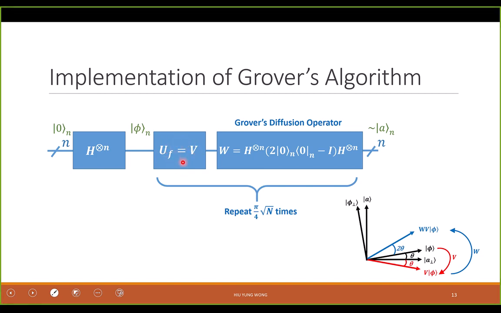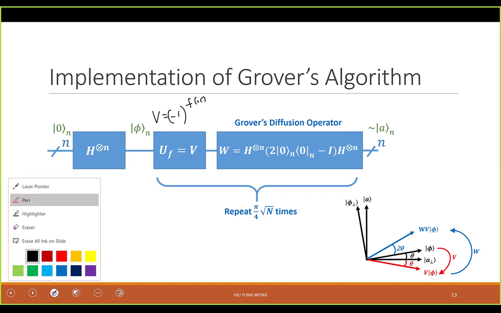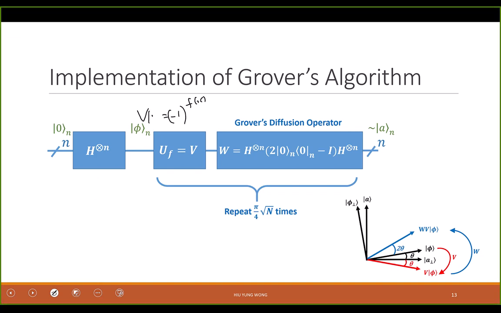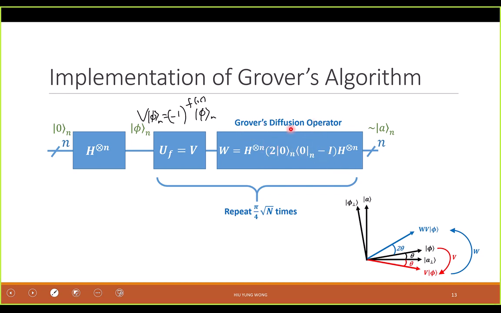Do you remember, V equals negative 1 to the power f of x. But I cannot just write this, because you might think it's just a scalar. I should say V operates on some vector. After this, we use W, which we proved already, the so-called Grover's diffusion operation. After this, you will get something closer to A.